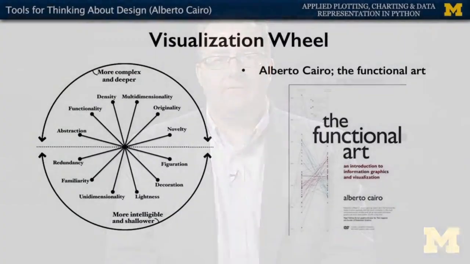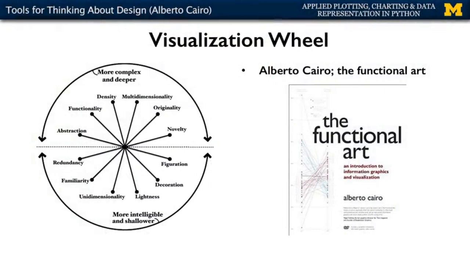In his book, The Functional Art, Alberto Cairo provides a tool for thinking about design trade-offs when building information graphics, and he calls this tool the visualization wheel. In this conceptualization, there are two poles of a circle. The top one represents highly complex data, which informs at a deep level, while the bottom provides easier access to data, but only informs in a shallow manner. Inside the circle are dimensions which describe trade-offs between two approaches.